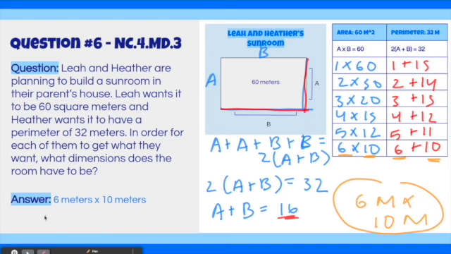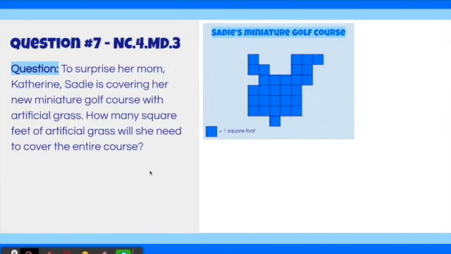Okay, on to next question. Question number 7. To surprise her mom, Catherine, Sadie is covering her new miniature golf course with artificial grass. How many square feet of artificial grass will she need to cover the entire course?